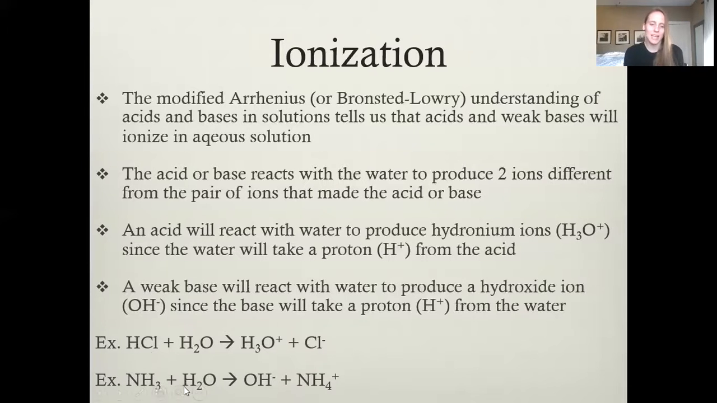Again, we've already done this, but hydrochloric acid will react with water to produce a hydronium ion. And then to figure out what the other ion is when an acid ionizes, you just take the H off the front of the acid, and whatever's left becomes your other ion. If we're doing this with a base, the base will react with the water to produce hydroxide. To figure out what the other ion is, we just add an H+ to our base. And remember, ammonia, NH3, is a base.